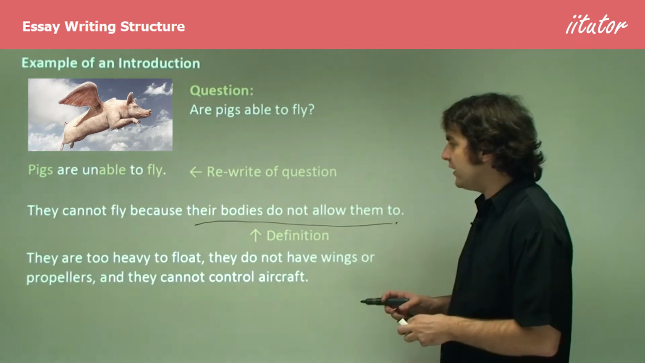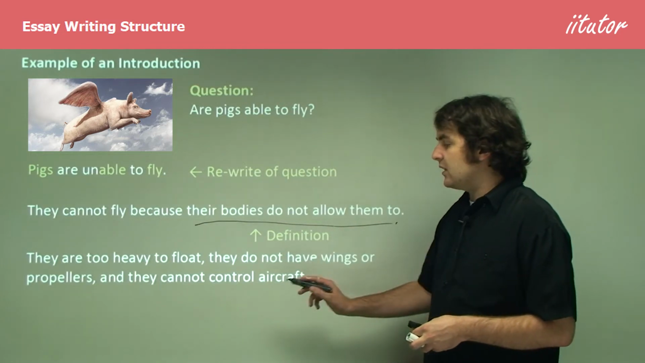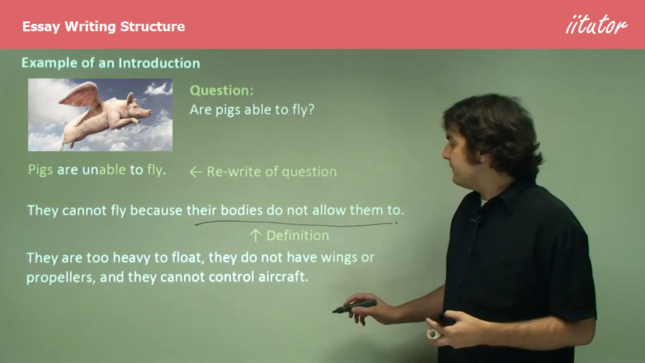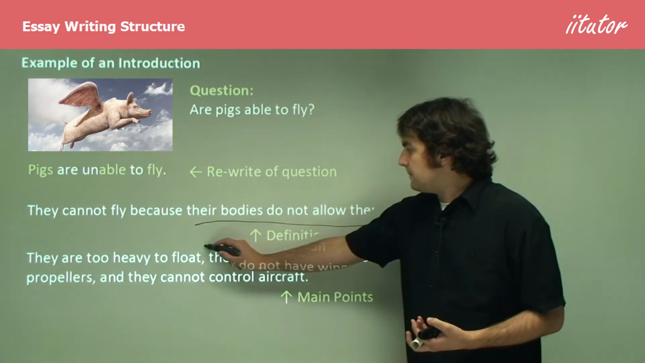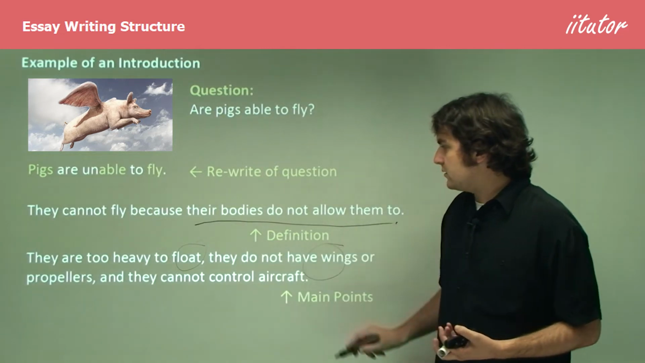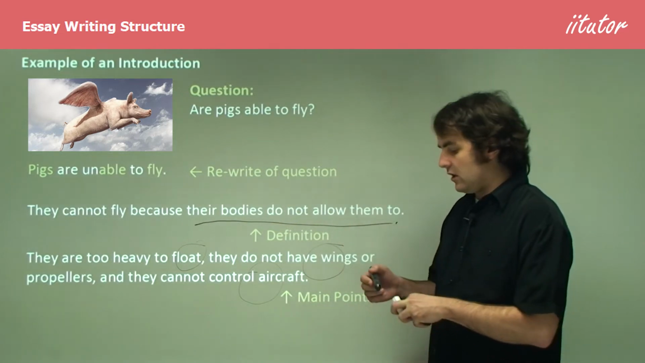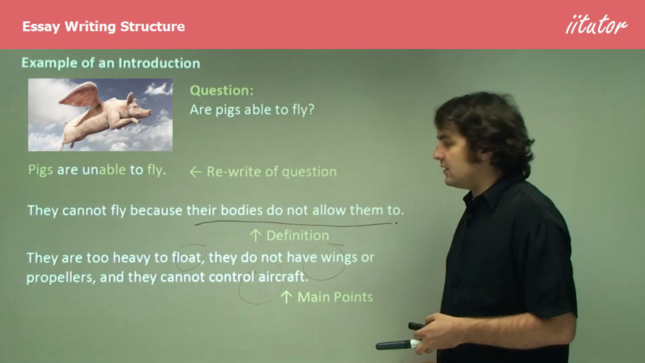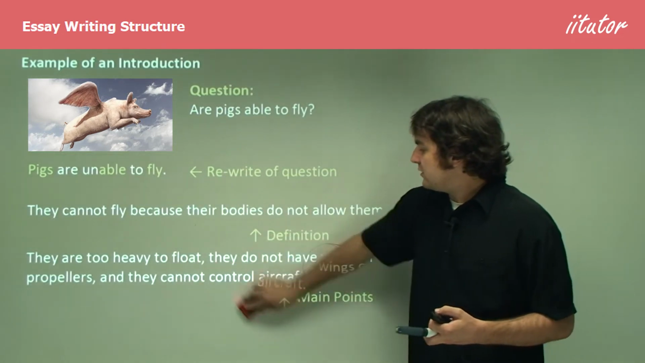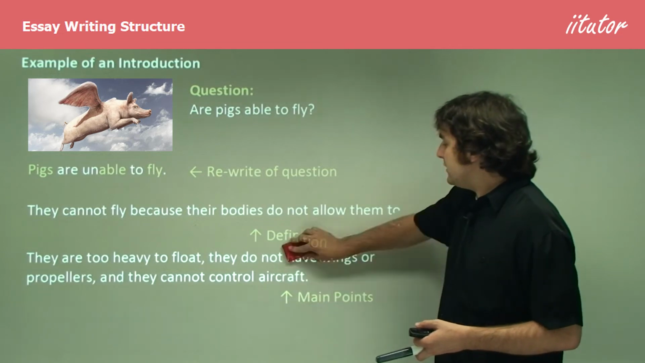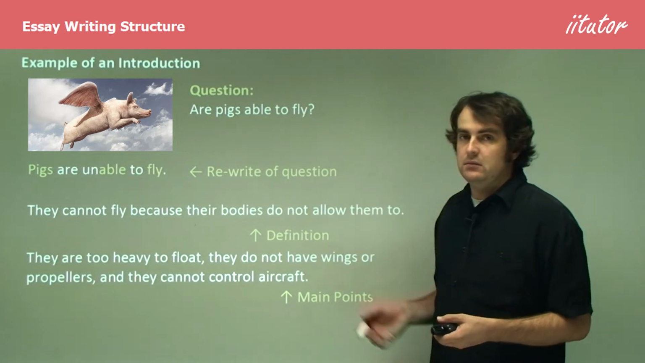Finally, they are too heavy to float, they do not have wings or propellers, and they cannot control aircraft. All right, these here are your main points or your argument. Each of these points here are going to be the start of a new paragraph. So they're going to start at the beginning of a new paragraph. So that is our introduction. It's only 3 sentences. It can be, as I said, a bit longer if you've got a more complicated question. But if you've got a very simple question like this one, then it only needs to be roughly about 3 sentences. All right, and it's just something as simple as that.